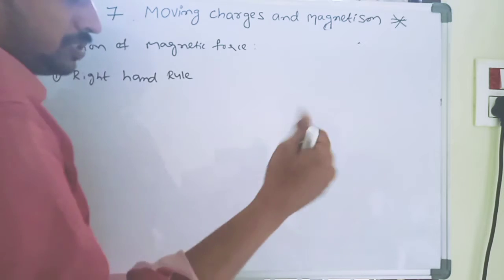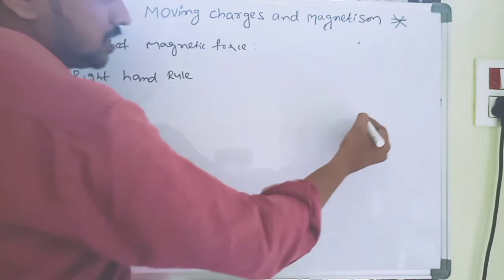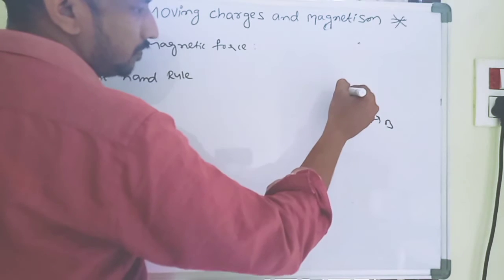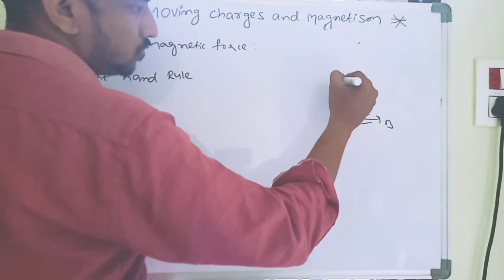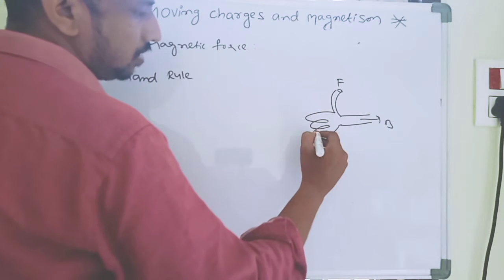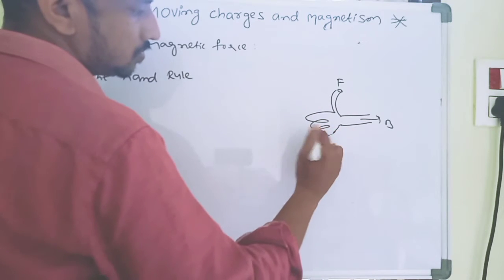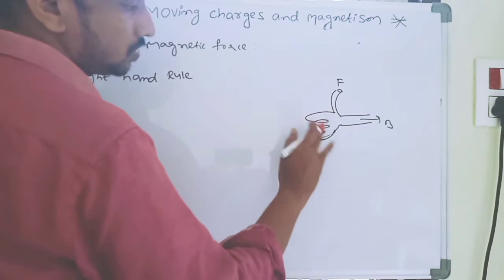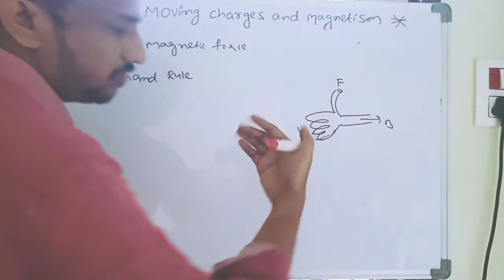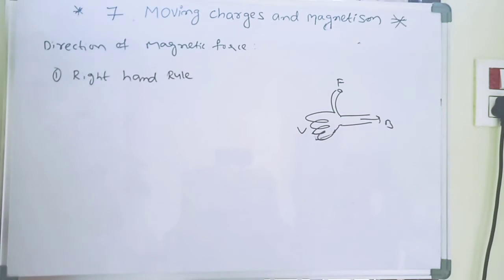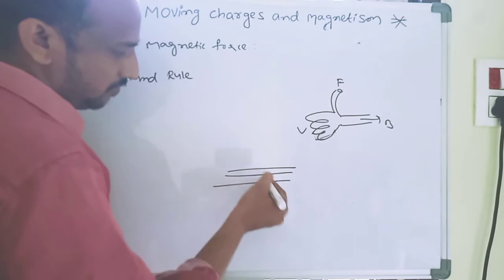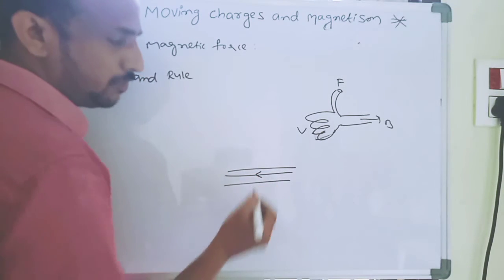So what is the right hand thumb rule? This is my right hand. This hand shows the magnetic field, this thumb shows force, and these curved fingers show velocity. For example, this is a uniform magnetic field, and this is the direction of the magnetic field here.